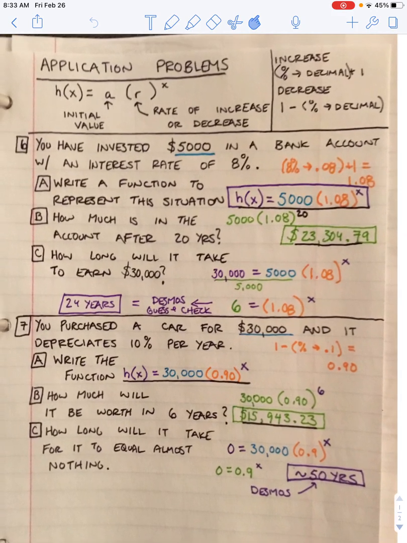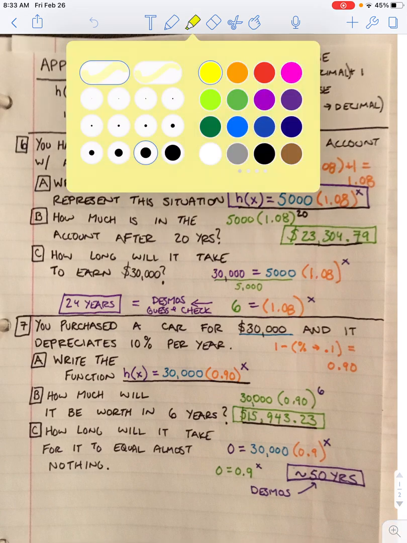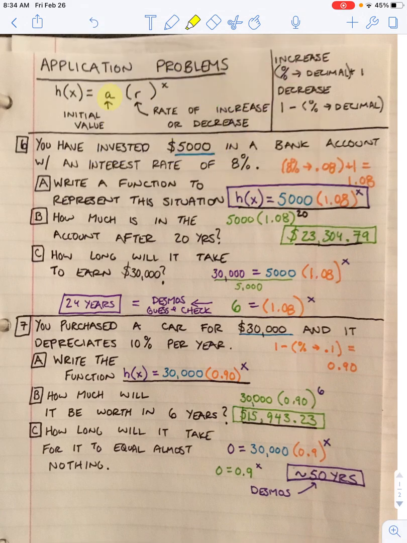Okay, so for these exponential growth application problems, we have to look at two things. So first of all, we have an a value. So the a value is going to be your initial value, so that's going to be important. It's going to deal with like how much money you started with or how much money you had to pay first, or how much something was worth.